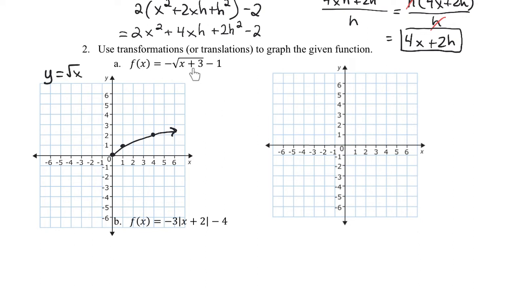The plus 3 is inside because it's underneath the square root, and the minus 1 is outside because it's not underneath the square root. That's with square roots, and it's also kind of easy to spot inside and outside with absolute value. Obviously, the plus 2 is inside, the absolute value minus 4 is outside. What if it were a cubic function, meaning something raised to the third power? What would it look like to be inside the function versus outside the function?